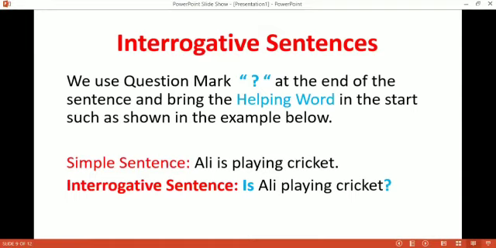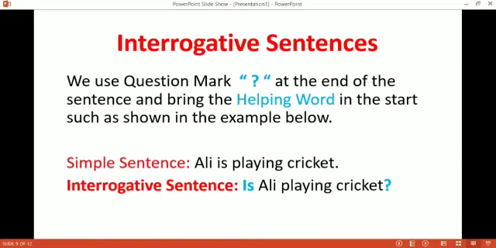Okay, simple sentence: Ali is playing cricket. It is a simple sentence. And children, as we did in the previous questions, we put not after the helping verb. But when we make an interrogative sentence, we put the helping verb at the start of the sentence. Interrogative sentences. Simple sentence: Ali is playing cricket.